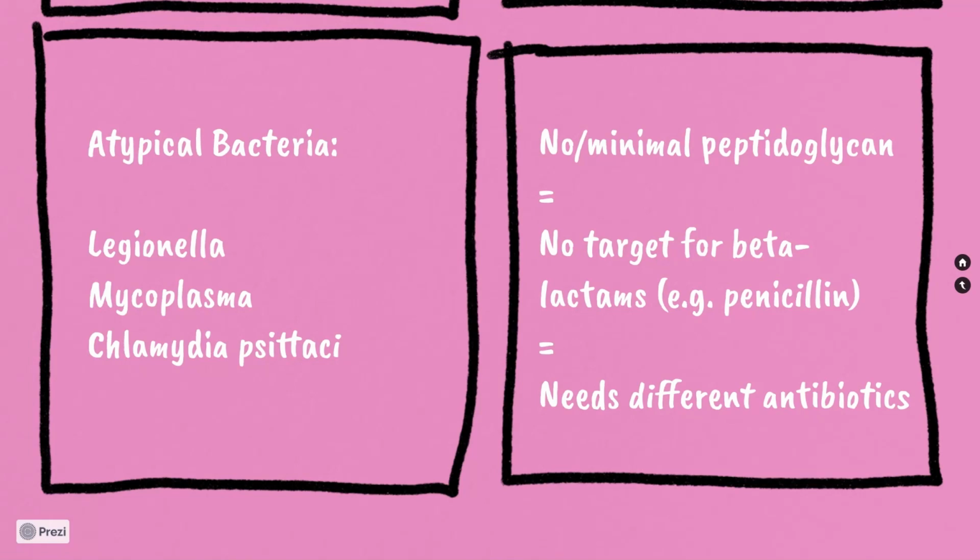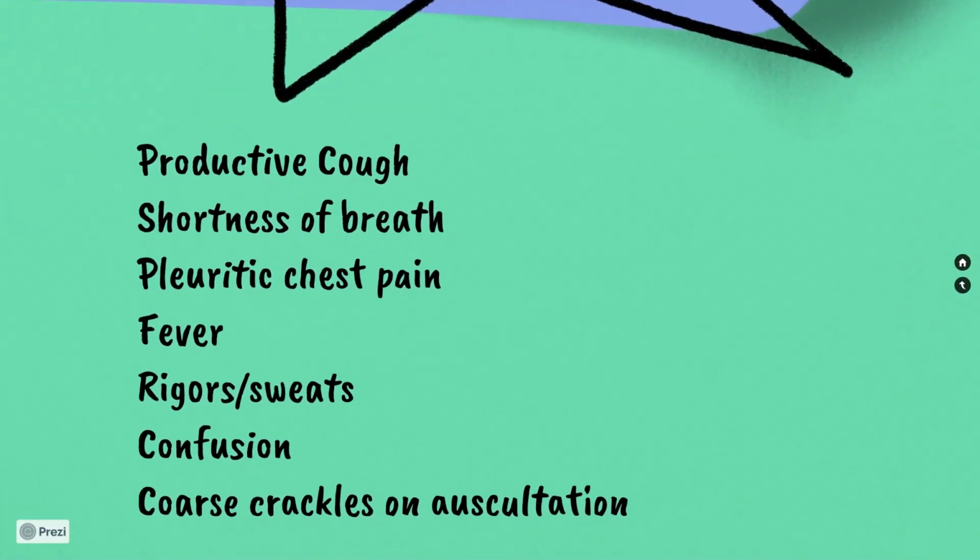Typical clinical features of community-acquired pneumonia include a productive cough, shortness of breath, pleuritic chest pain, rigors, fevers, confusion, and coarse crackles on auscultation.